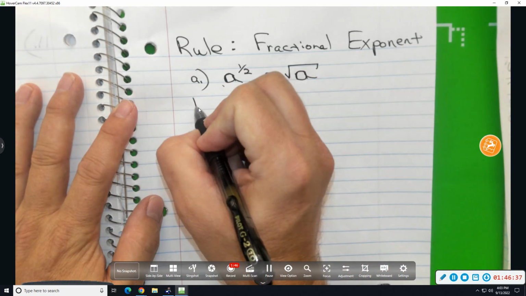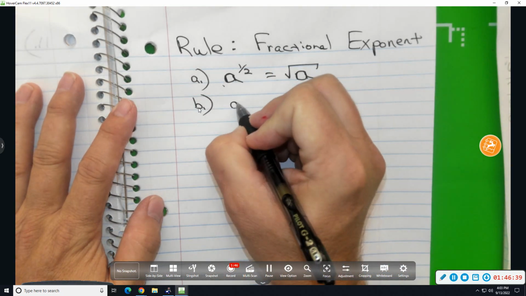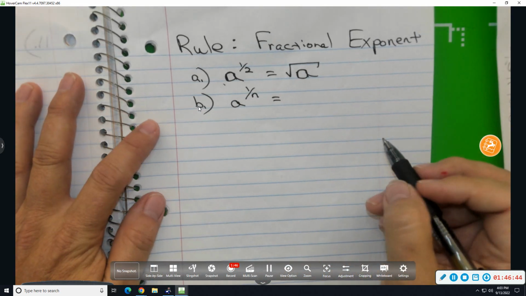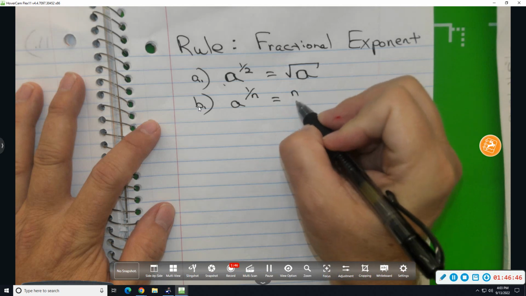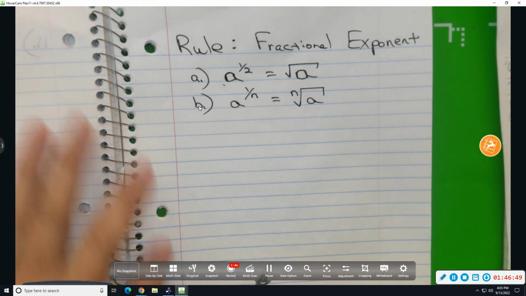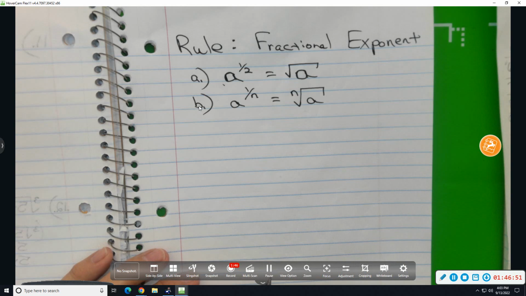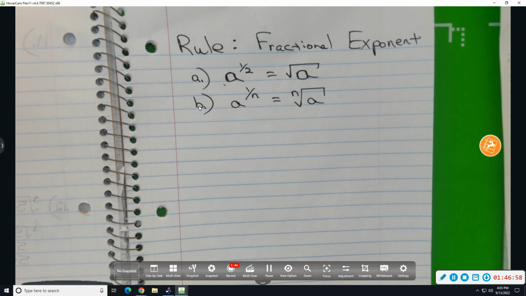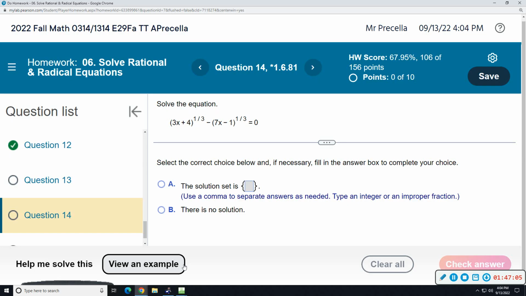And here's the second rule. A to the 1 over n is the same thing as saying the nth root of A. So I'll do number 14. A fractional exponent is just another way of saying a radical. So that 1/3 is just a way of writing a cube root. Let me write down that problem. It's not that bad. We're ending on a lighter note.